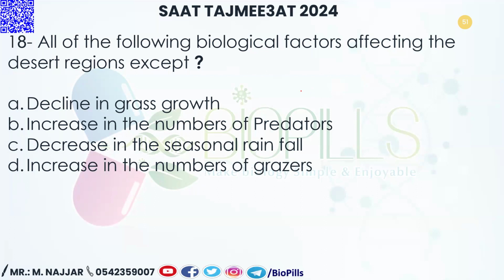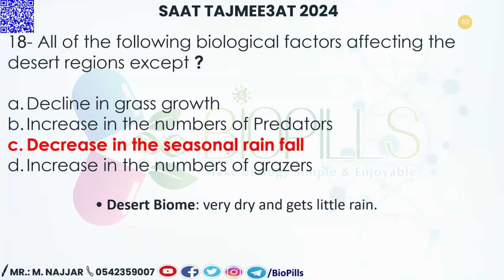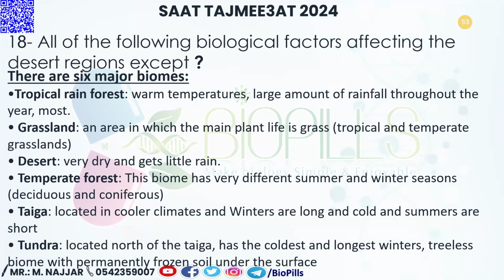Decline in grass growth, increase in the number of predators, decrease in the seasonal rainfall, increase in the numbers of grazers. All of them are affecting, but actually in the desert, yes, decrease in the seasonal rainfall, desert actually receives very little amount of rain. Yes, this is the characteristic of the desert biome. Very dry and gets very little rain. So it is not affecting, because actually, we can say there is no rain. Yeah, very few. Okay, and here is the detailed explanation of the basic 6 major biomes.